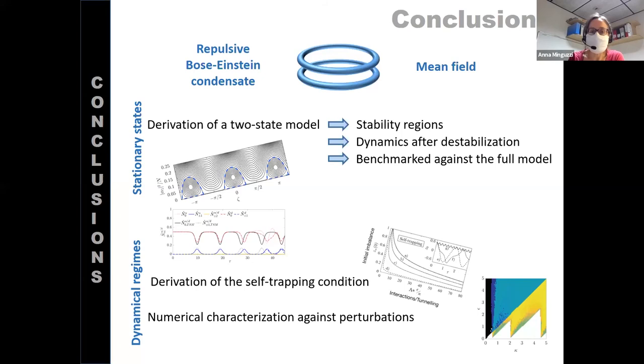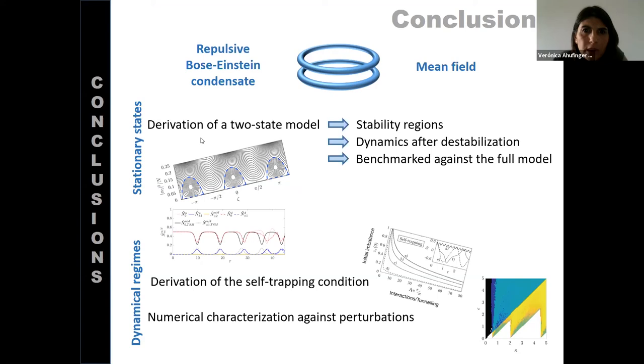Thank you, Veronica. So there are a few questions in the chat. What is the motivation behind assuming the probability amplitude of the upper and the lower rings to be equal? Further, what if they were not assumed to be equal?